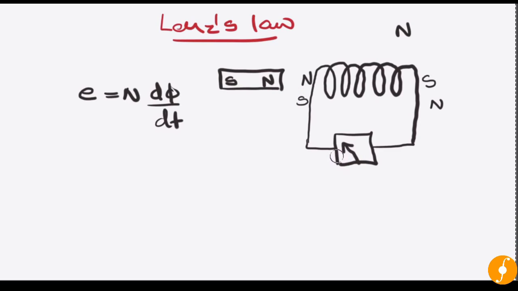So according to Lenz's law, the direction of the induced EMF in a coil or a conductor is always such that it will oppose the cause. So I hope everyone understood what Lenz's law is and one application of Lenz's law.